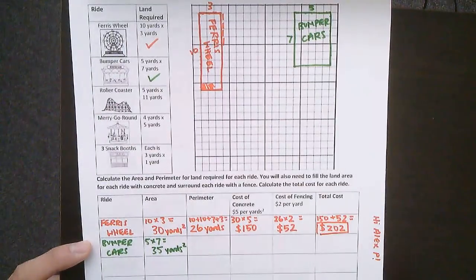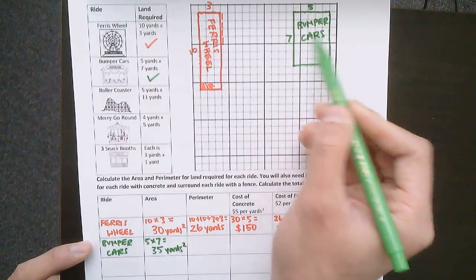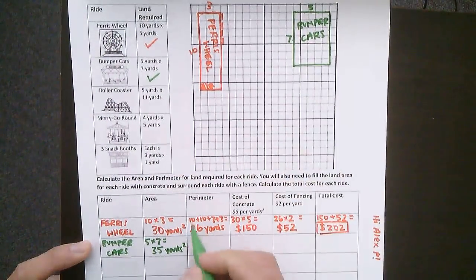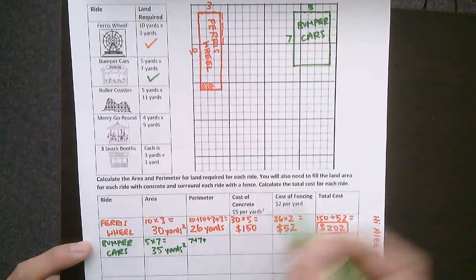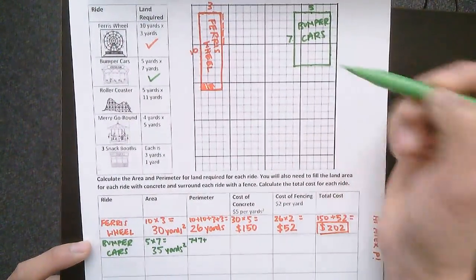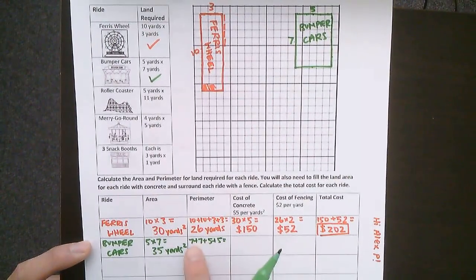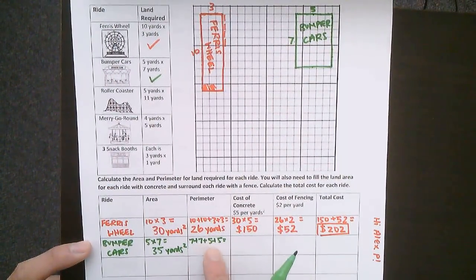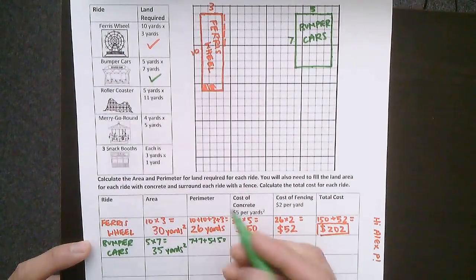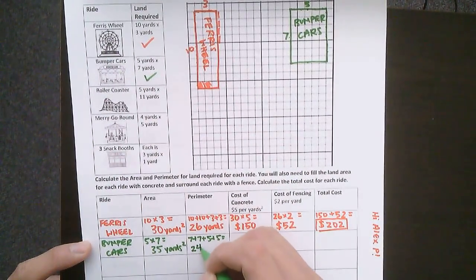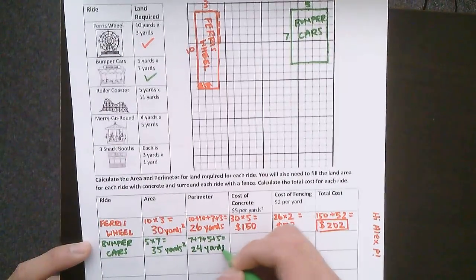The perimeter, I have to add up all the sides. I have 2 sides that are 7, this side and this side. So I can put 7 plus, and then 2 sides that are 5, this side here and that side there. So altogether the sides are 7 plus 7 is 14, 5 plus 5 is 10, 14 plus 10 is 24. So 24 yards is the perimeter.